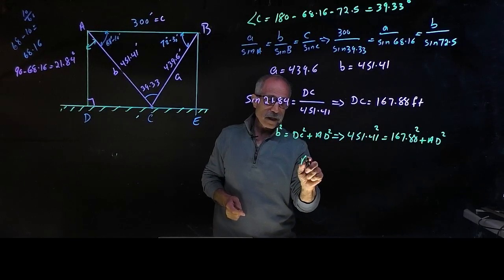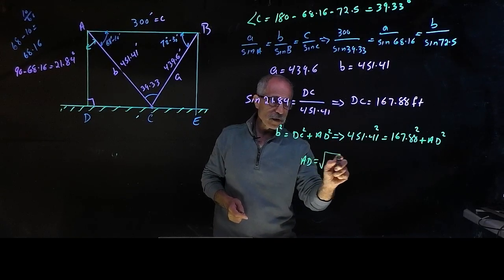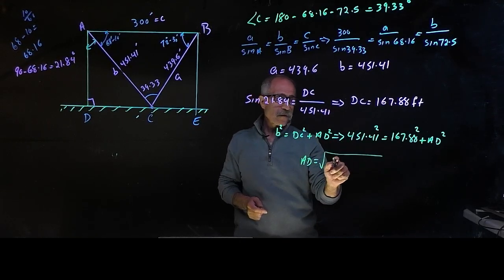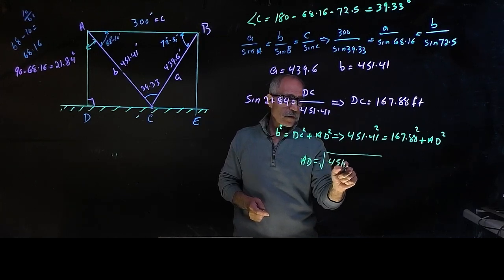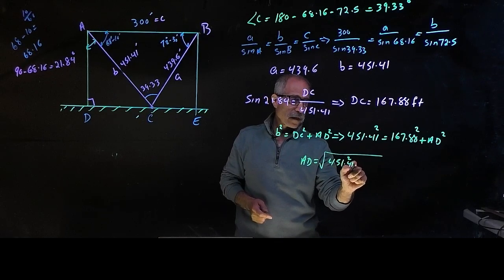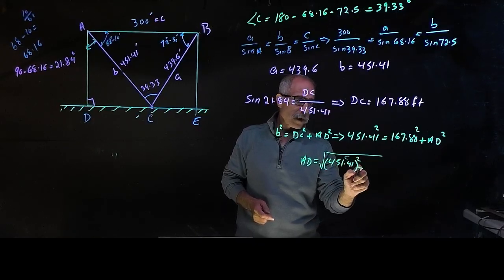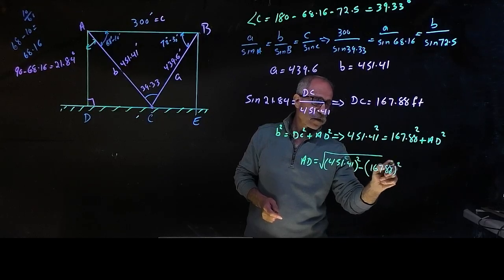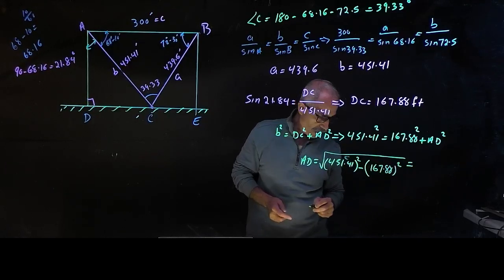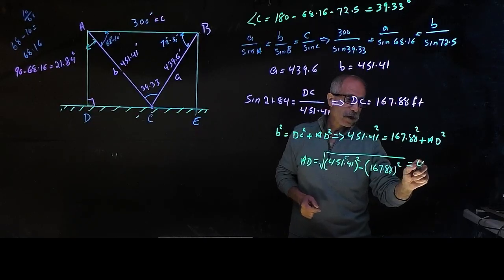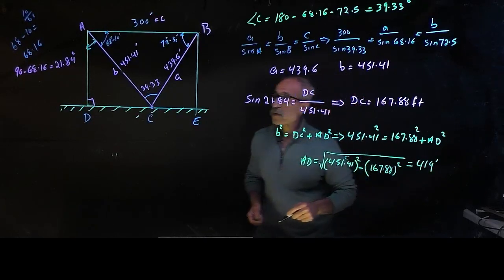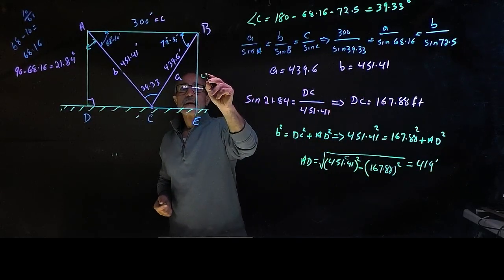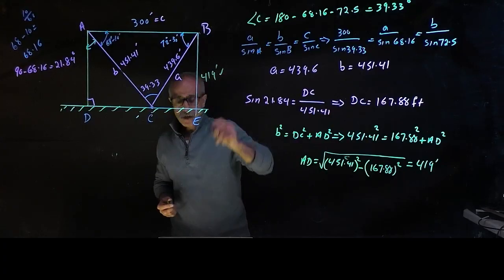Therefore, I can say AD is equal square root of 451.41 square. Let's put a parenthesis around it and put this square right here. Minus 167.88 square. And that comes out to be 419 feet. So our tower height come out to be 490 feet, and that's how it's done.